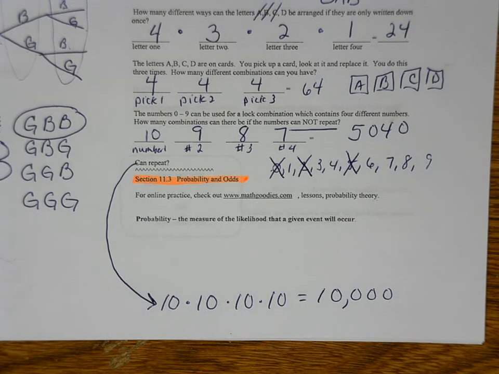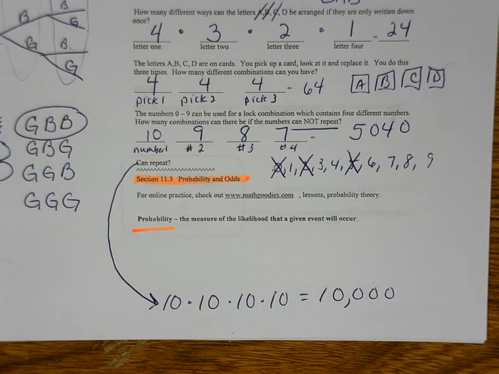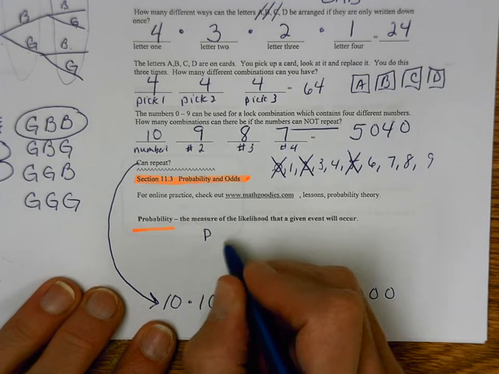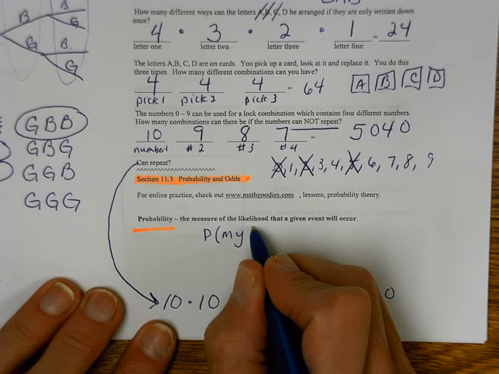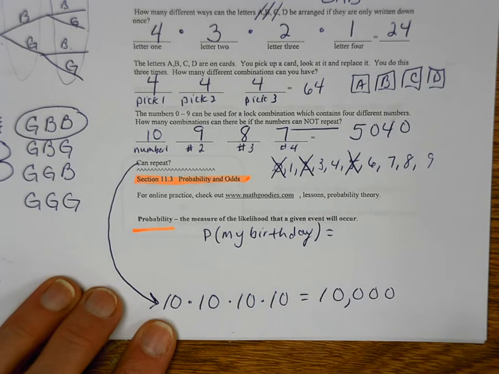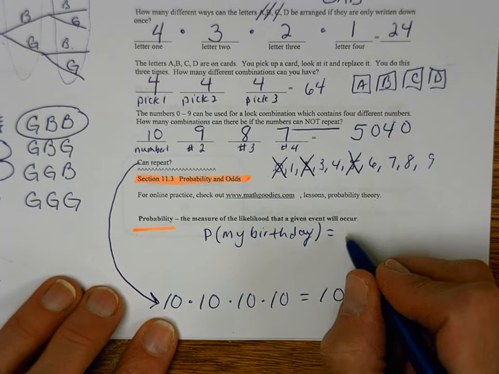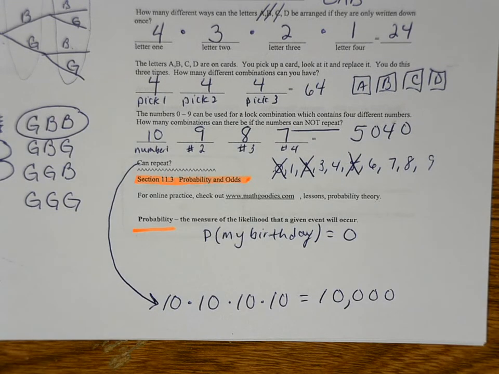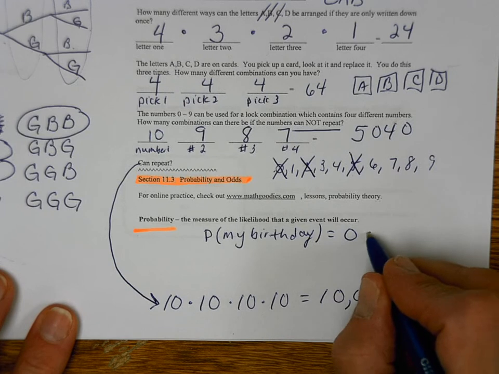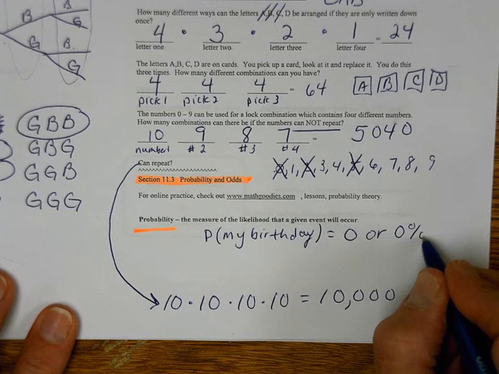Okay, the probability is the measure of the likelihood that a given event will occur. So the probability, let's say, of my birthday occurring again, I was born in 1966. Is that going to happen again, 1966? No, not going to happen. So I would say the probability of my birthday in 1966 happening again is 0 or 0%.